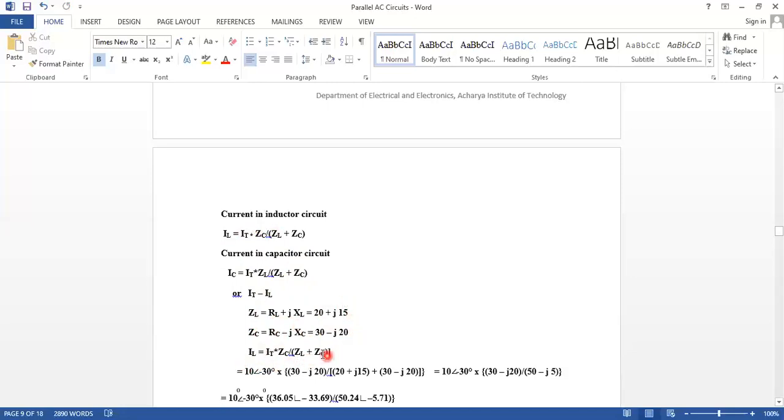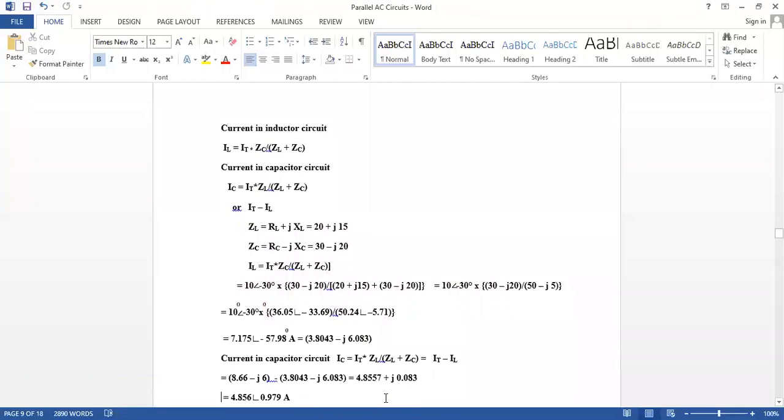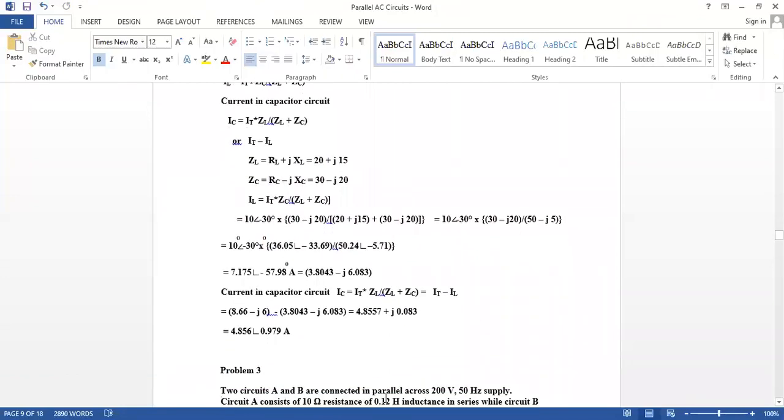Okay, now having known these two values and also the total current is known, we just substitute the values over here. Using complex mode, you just multiply this value, and you get the answer for the current in this branch as 7.175 at an angle of minus 57.98, or in rectangular form it is written like this. This also you can convert in your calculator in complex mode easily.